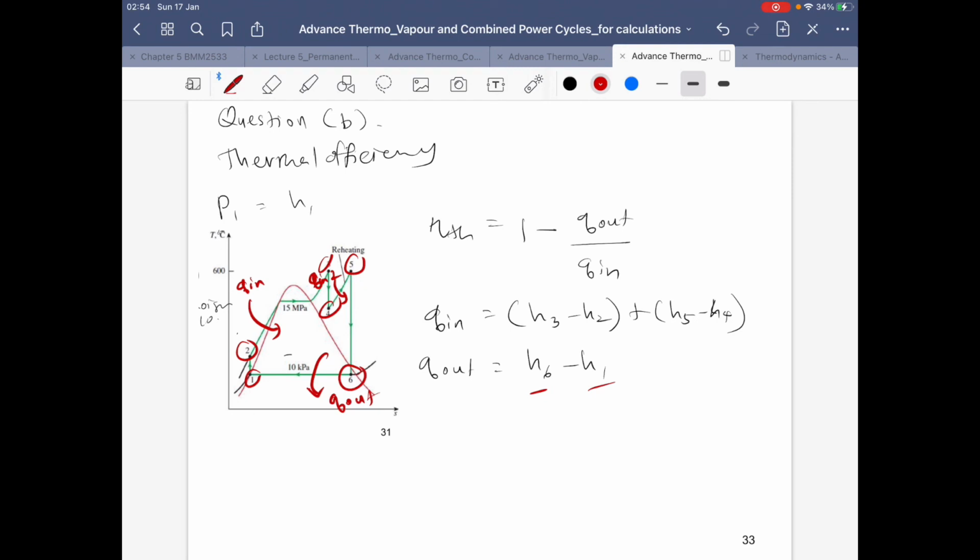Okay, so you do the calculation, then you get the final answer for the efficiency of this cycle as 45%. Way better than the normal ideal Rankine cycle. Okay, I think that's all for this question. Thank you.